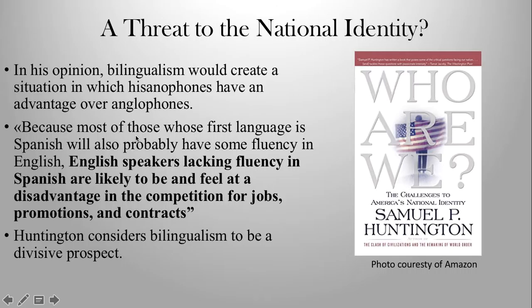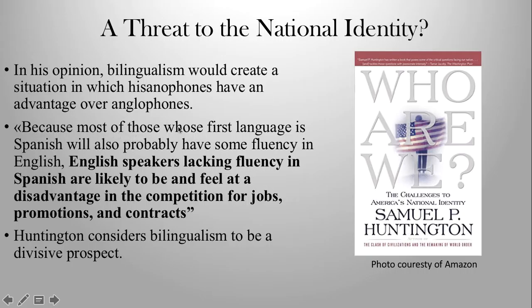A threat to national identity. The late political scientist Samuel P. Huntington wrote a book, Who Are We?, in which he addresses what he believes to be challenges to America's national identity. And in his opinion, bilingualism is one of those challenges, and it would create a situation in which Hispanophones have a relative advantage over Anglophones. And here's what he says.